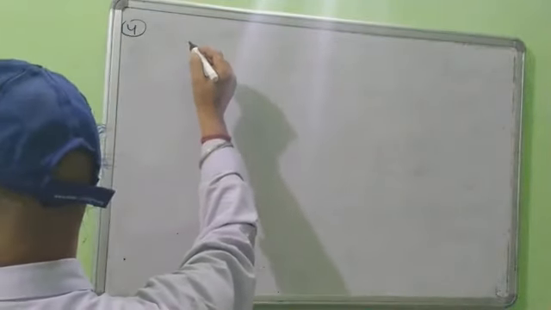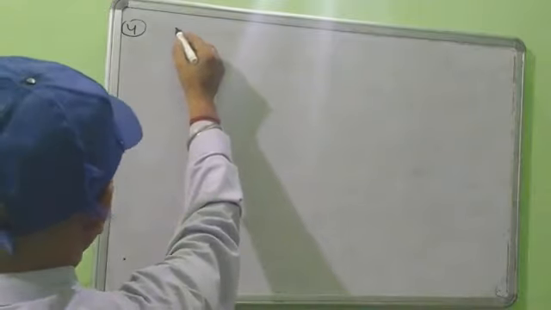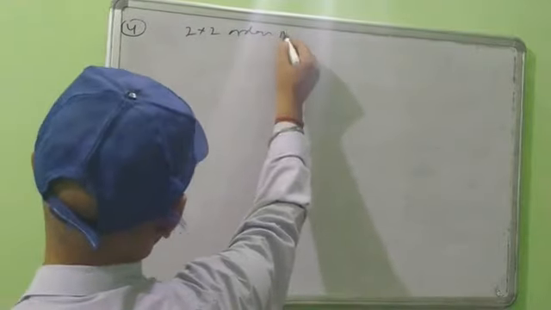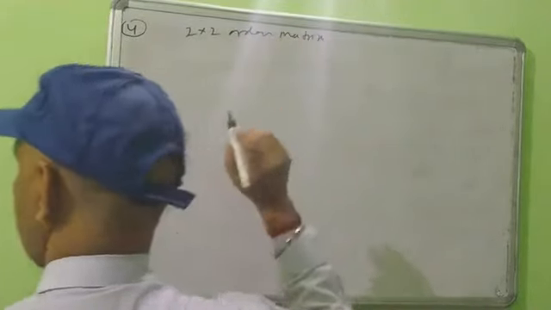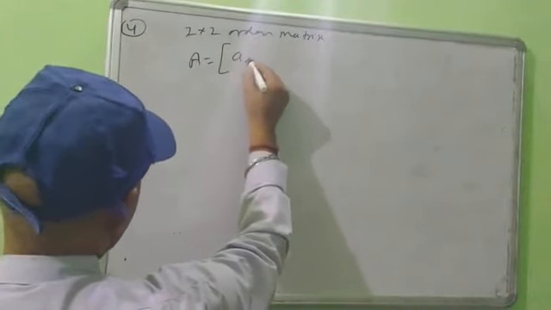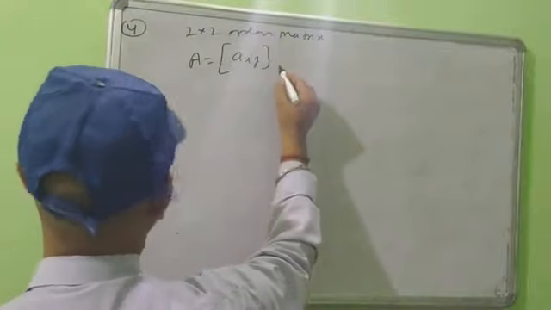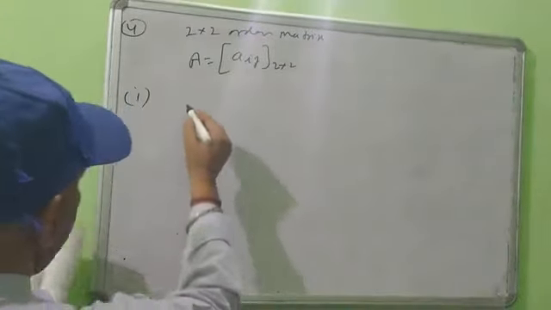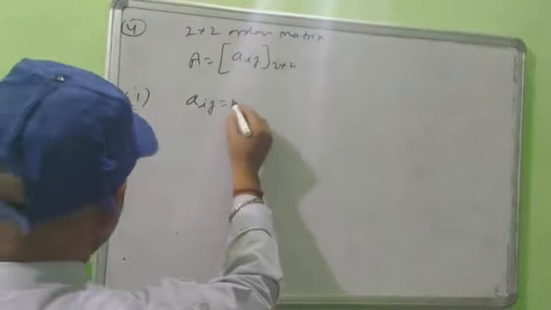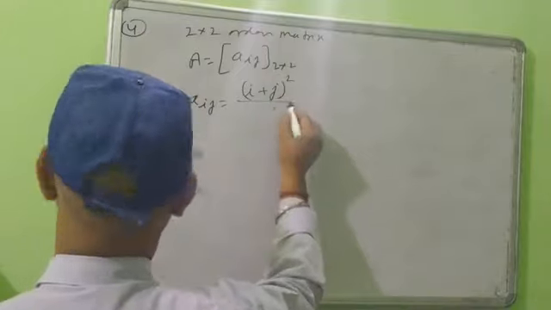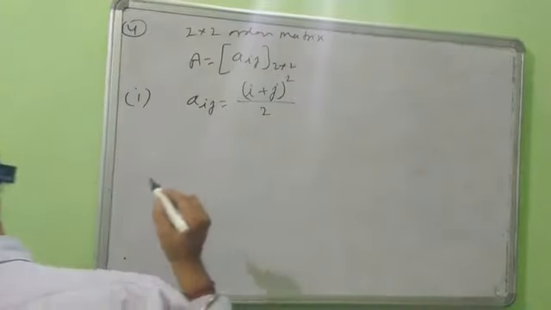First of all, you will construct a 2 into 2 order matrix. And what is the value given here? The matrix is represented by A equal to [aij], a 2 into 2 order matrix. What is the first part of this question? What is aij? aij equals (i plus j) whole square upon 2, in this way.